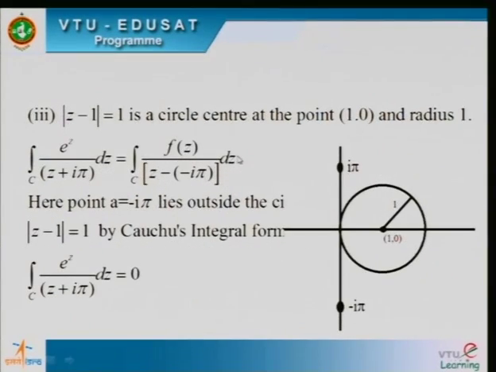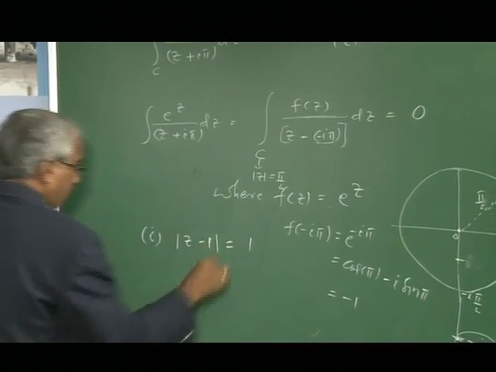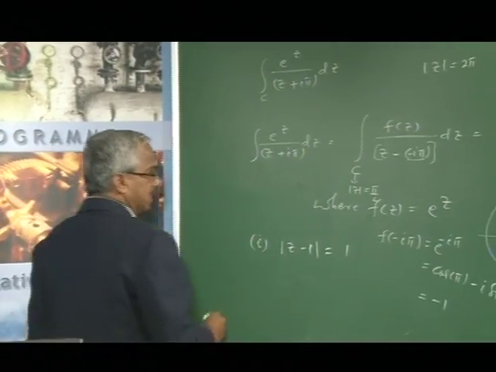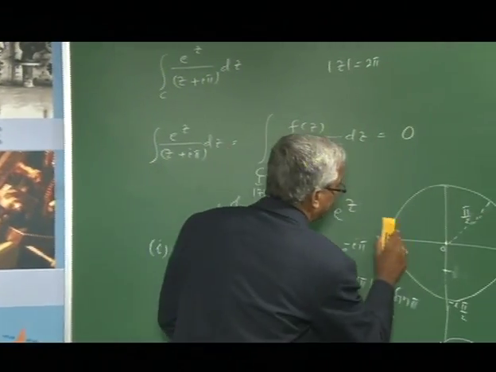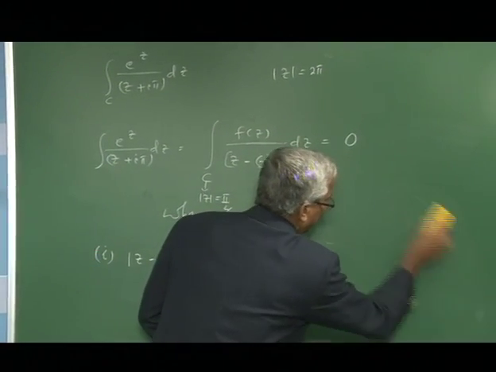Now one more circle we have taken, mod z minus 1 is equal to 1. Mod z minus 1 is equal to 1 means it is a circle centered at the point (1, 0).